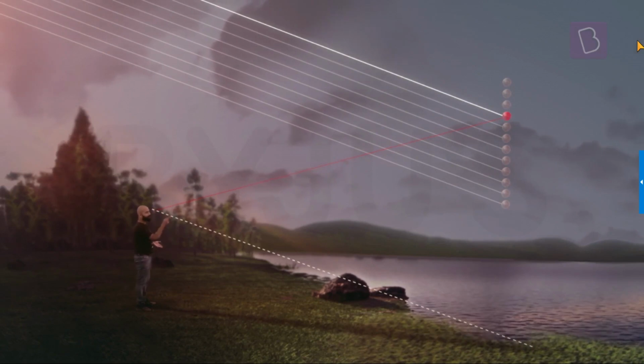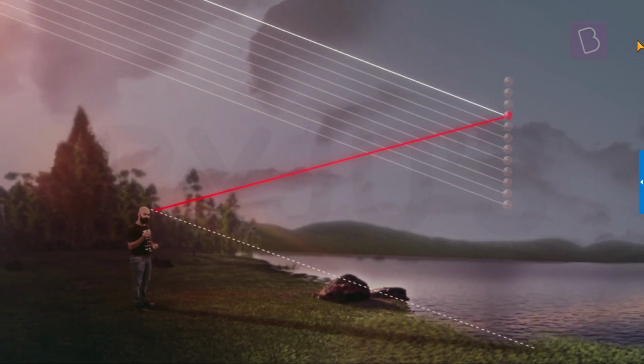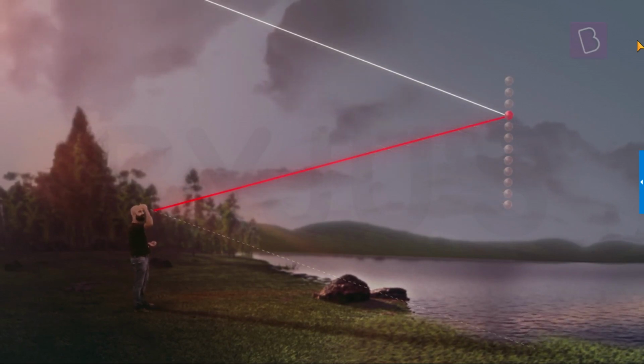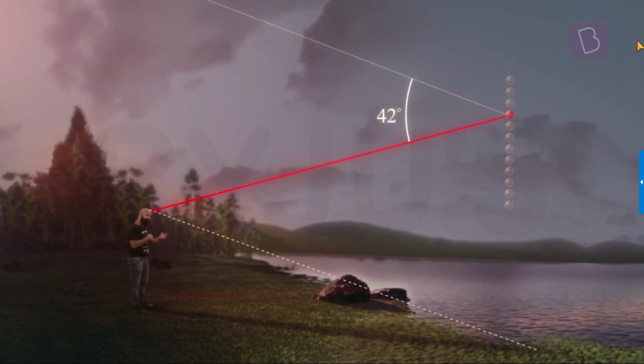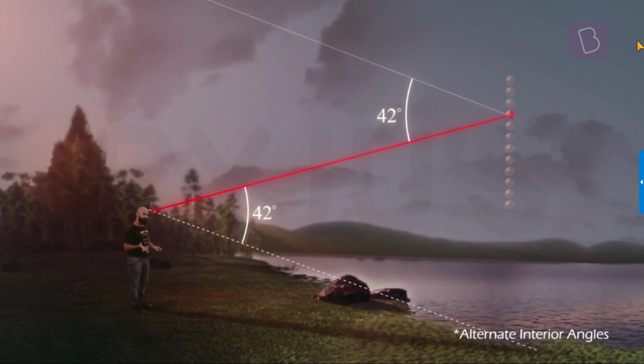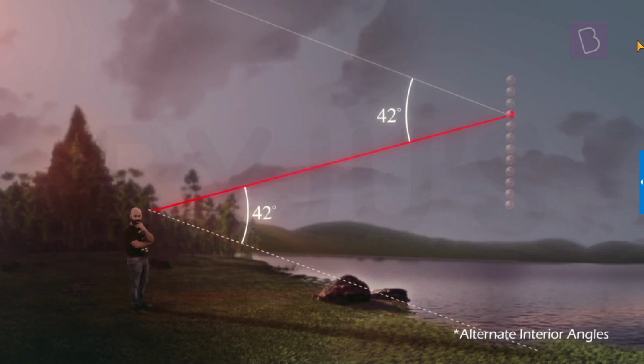And this ray of red light basically cuts two parallel lines, which means that if the angle that makes with the ray of light is 42 degrees, then the angle that this ray makes with the shadow line should also be 42 degrees, right? Because they are interior opposite angles, correct?